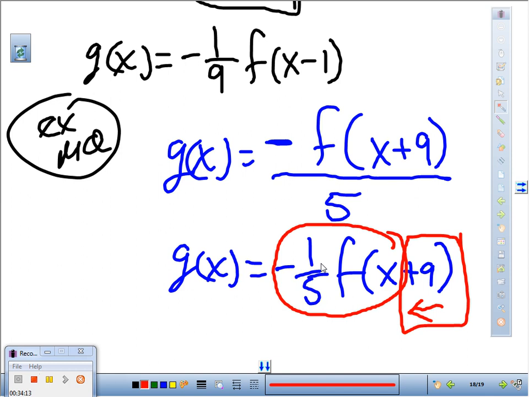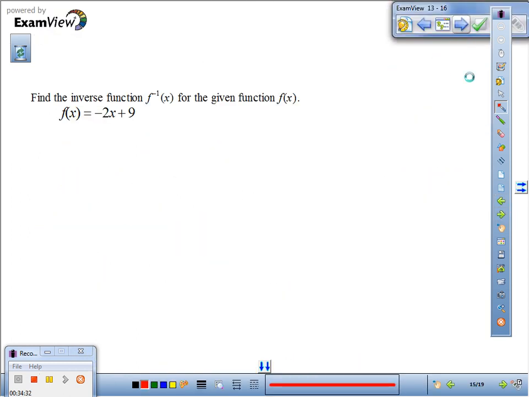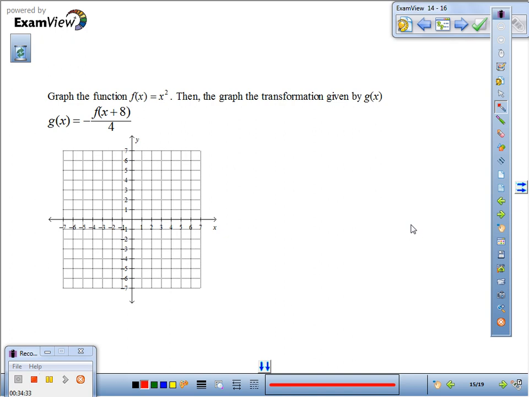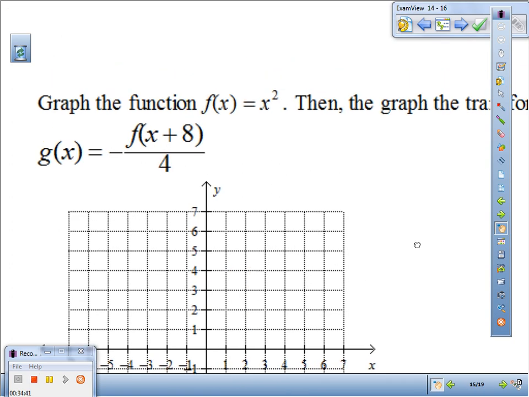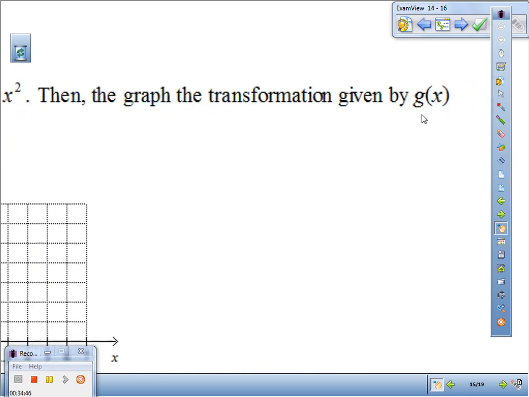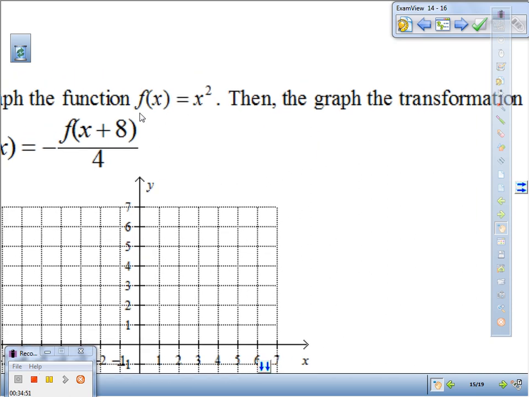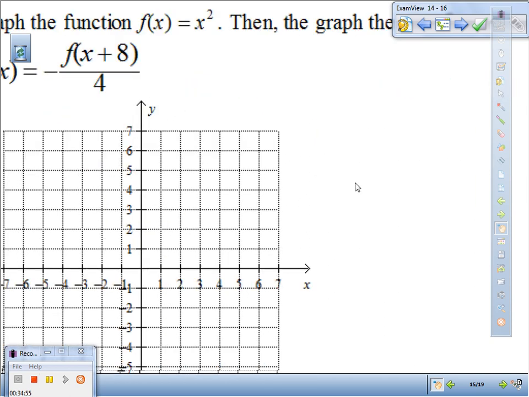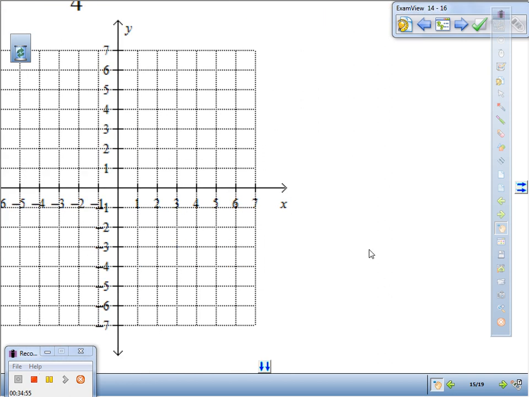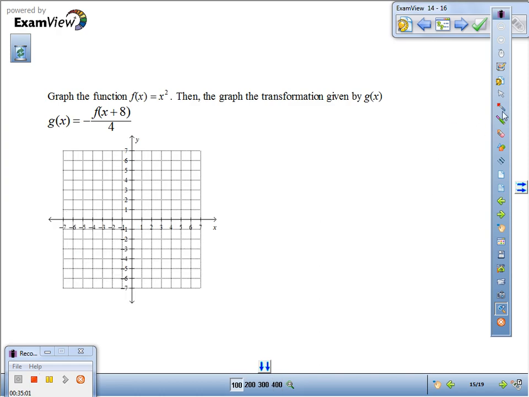Go to the study guide. Let's go to problem number 14. Number 14 on your study guide. Let me zoom in. It reads, look up please. It says, graph the function f of x equals x squared, then graph the transformation given by g of x as a transformation. So before we get started, what do we need to graph first? F of x equals x squared. Tell your neighbor what you need to do here in order to graph. Everyone? A table, that is correct.